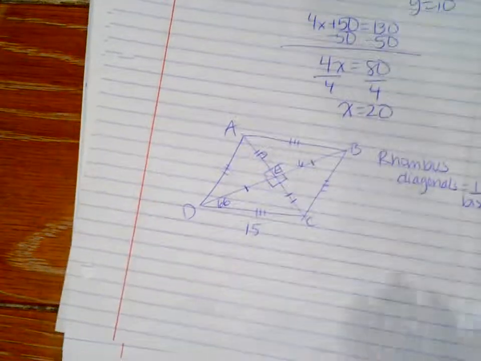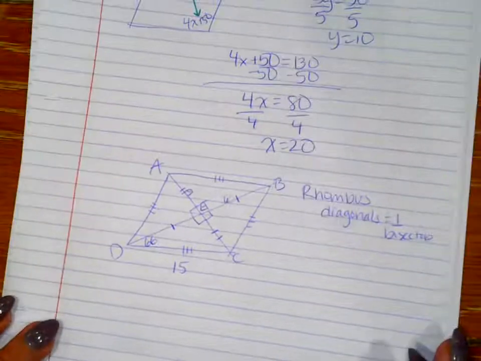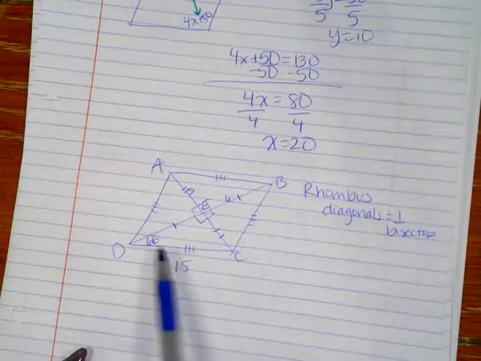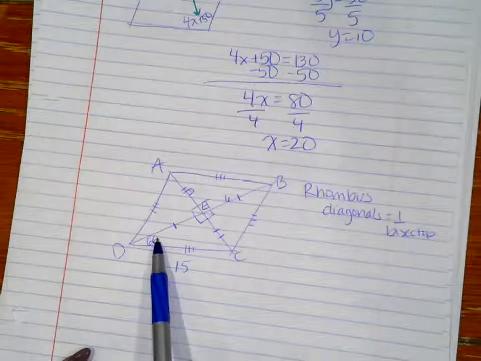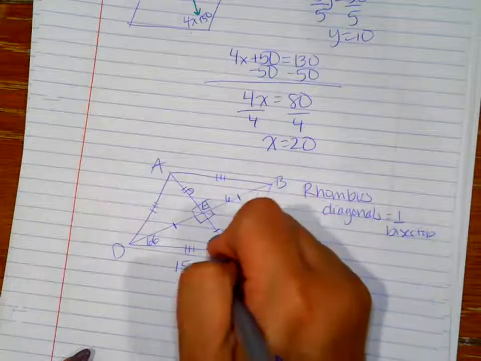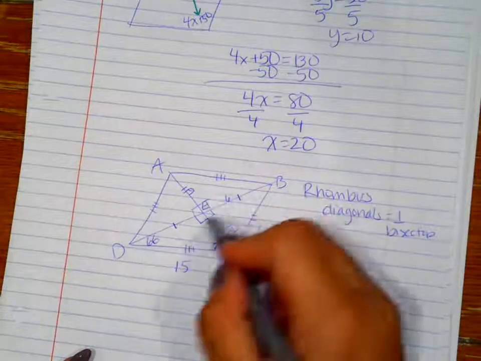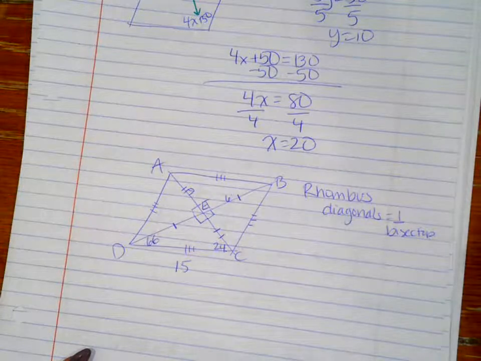With that, I feel like I keep going the wrong way on this. This way? There we go. If this guy's 66 and this guy's 90, this guy has to be 24. It's a triangle. 90, 66, 24, that gets me 180 degrees.